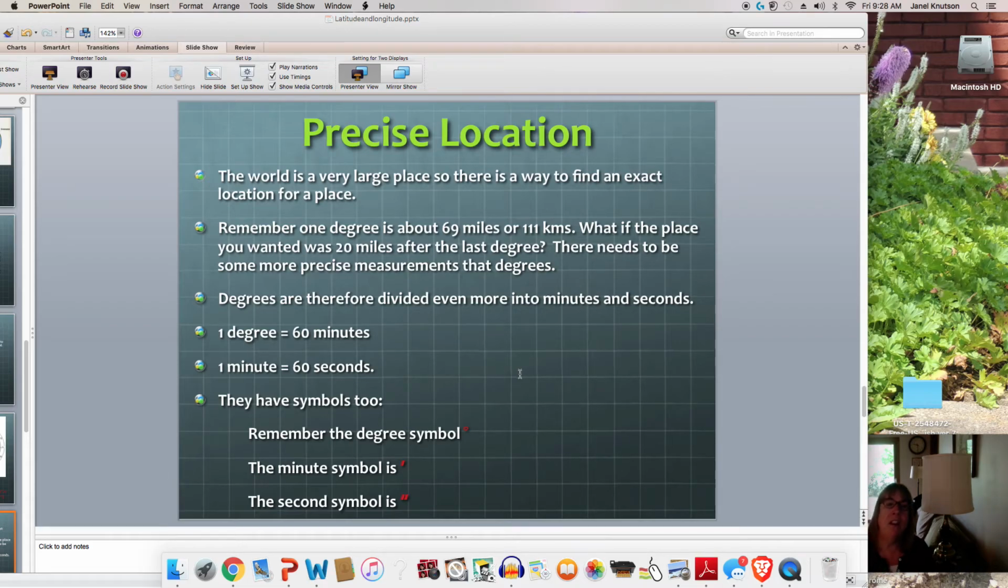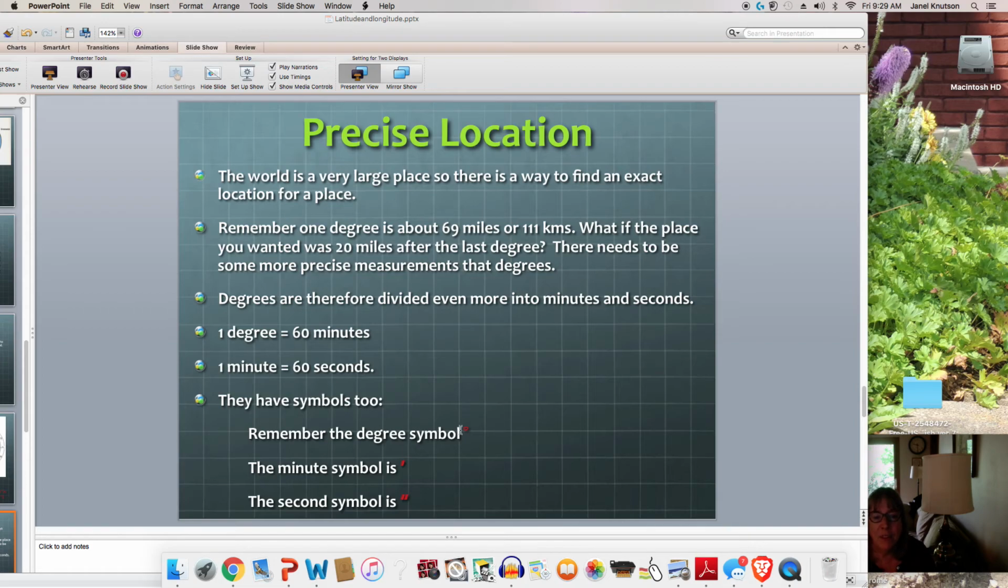Precise location. The world is a very large place, so there is a way to find an exact location for a place. Remember, 1 degree is about 69 miles, or 111 kilometers. What if the place you wanted was 20 miles after the last degree? There needs to be some more precise measurements than degrees. Degrees are therefore divided into minutes and seconds. So 1 degree is 60 minutes, a minute is 60 seconds.